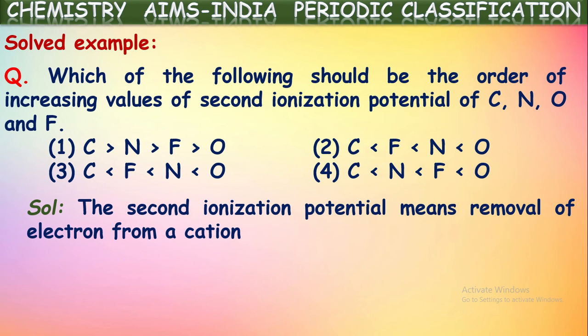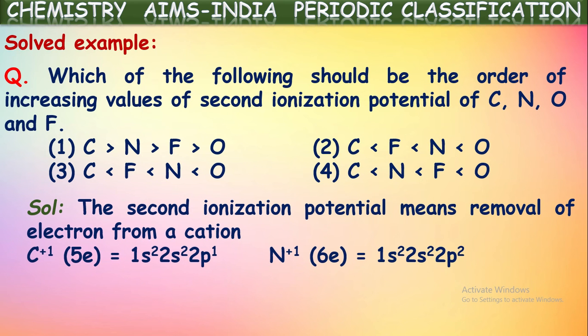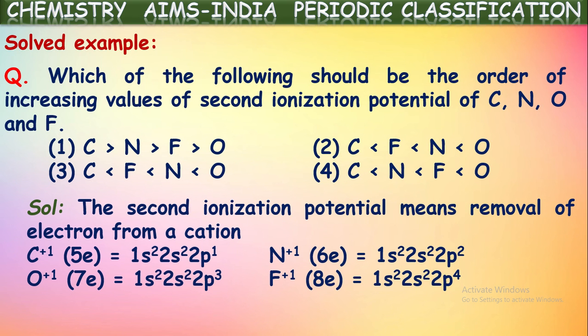Now let us see that. Second ionization potential means removal of electron from unipositive ion or a cation. See here, for carbon, this will be the configuration after the removal of electron, and for nitrogen it is this. We see for the remaining two elements also. Now if you observe these configurations of unipositive ions, this oxygen has attained a stable configuration of nitrogen, isn't it? It attained here half-filled configuration. Now this should have the greatest second ionization potential among these four. So it should be at the last.